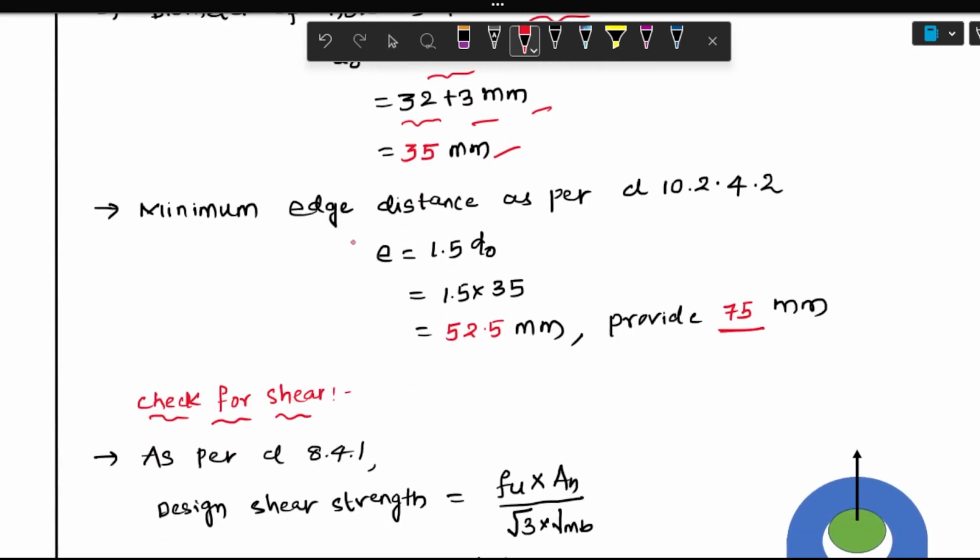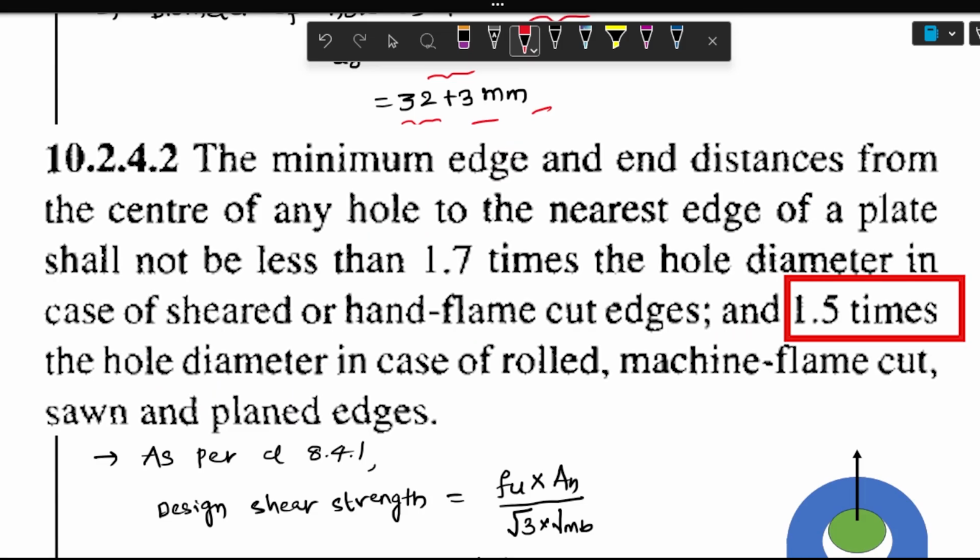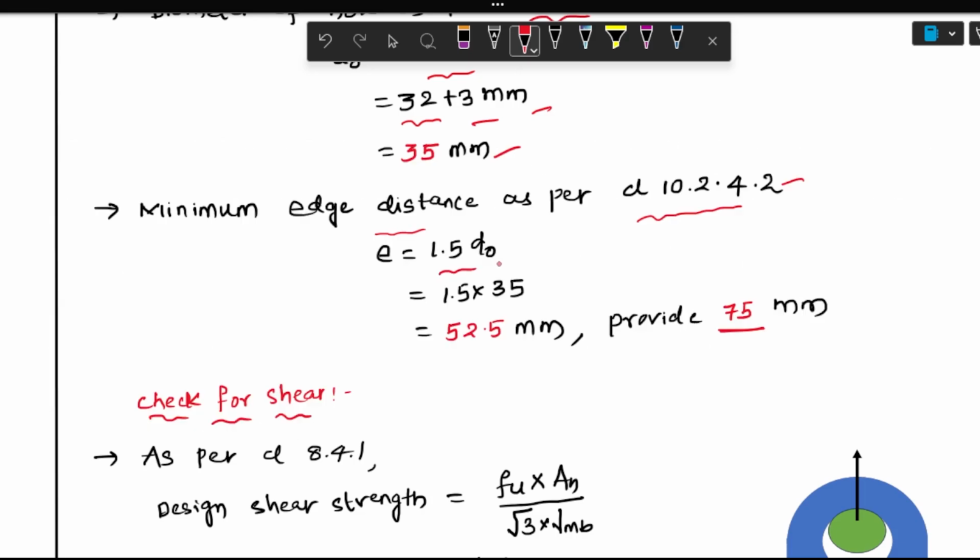So next we have to calculate the minimum edge distance, which is as per clause 10.2.4.2 of IS 800 2007, and you can see the snip of the clause, which is given as 1.5 d naught edge distance. The 1.5 d naught is nothing but 1.5 times the diameter of the hole, that is 35 mm. You will get 52.5 mm. This is the minimum edge distance. So I am providing 75 mm, for the safe side I am taking 75 mm.